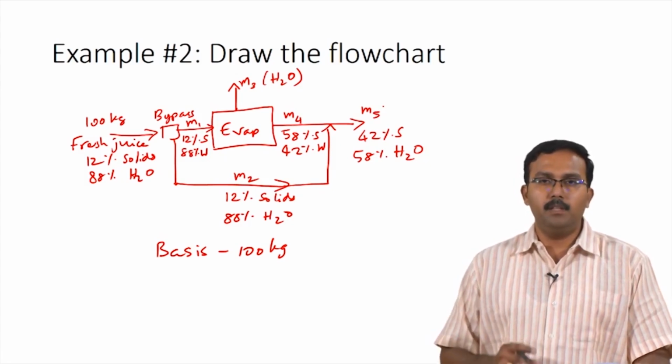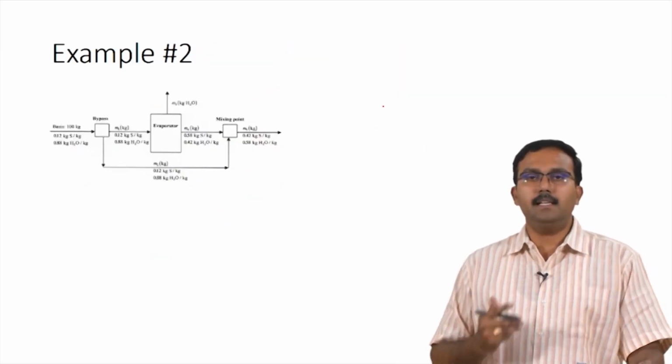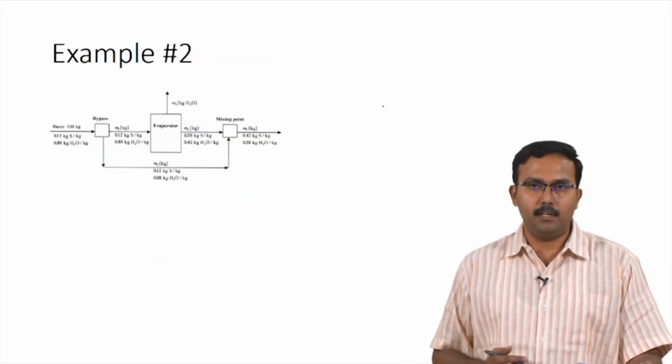Now, this gives us the flow chart describing the entire process that has been given to us in the problem. With this flow chart, let us try to solve for the parameters that have been asked for. As I had already mentioned, the basis is 100 kilograms.